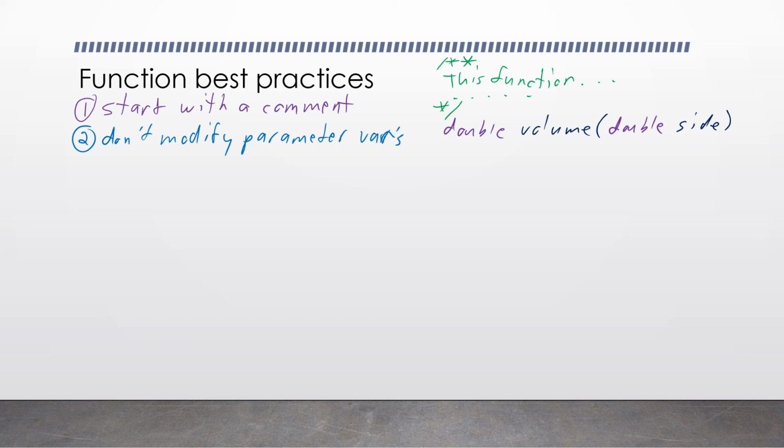Don't, inside your function, say side plus equals 1. Okay, you're not actually changing the value of side in the calling function, so it's better, if you want to have side plus 1 for some reason, to declare a new variable, double side1 equals side plus 1. Okay, better to create new variables than to modify the ones that you're passed.